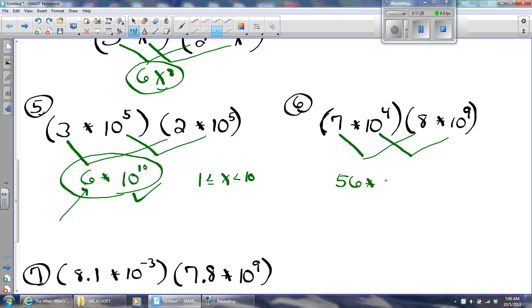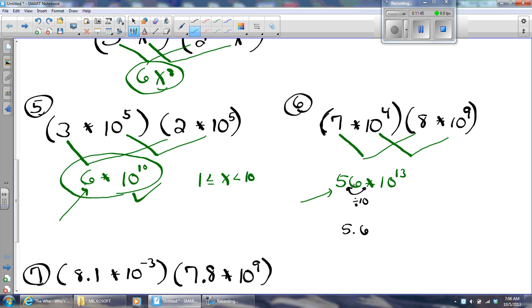Well, how many 10s are being multiplied? 13. Now, when I go to check to see if my decimal portion is between 1 and 10, I notice it's not. So I'm going to have to adjust it. I know the decimal point's here. I'm going to have to divide 56 by 10, right? That'll turn it into 5 and 6/10.